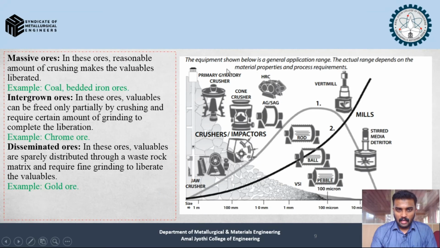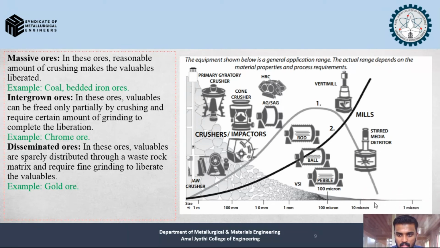So moving on, we have some of the equipment used in general application of crushing as well as grinding operation, and the actual range depends upon the material property and the process requirement. And you can see here also the particle size in millimeter, and moving on we have micron scale, and size reduction to 100 micron. From this 100 millimeter, it is getting reduced to finer size.